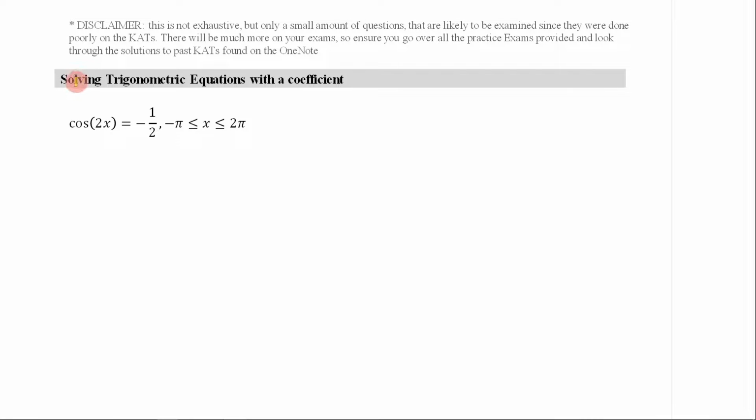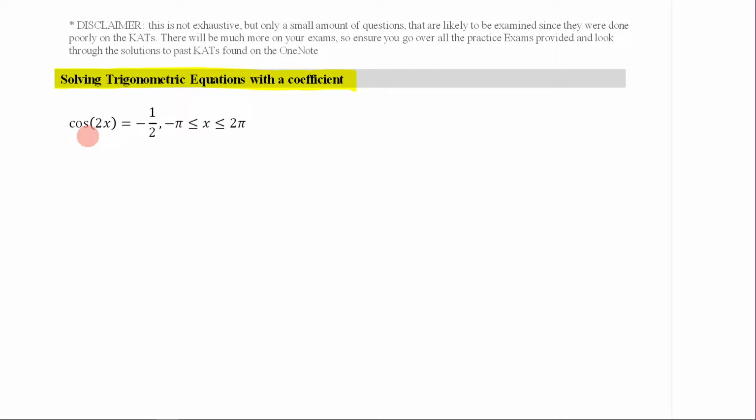We're now going to go through a very important skill, and that is solving trigonometric equations with a coefficient. What that means is dealing with them when we've got something like 2x. So instead of just x, we've got 2x here, and that makes the question just a little bit harder. So how do we approach it when we have a coefficient other than 1 in front of our x term?